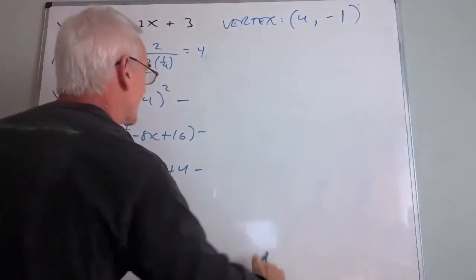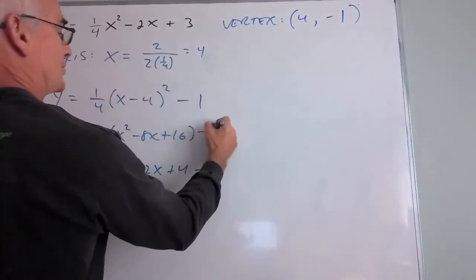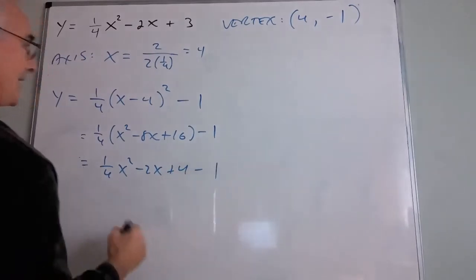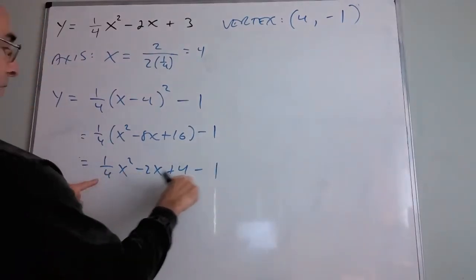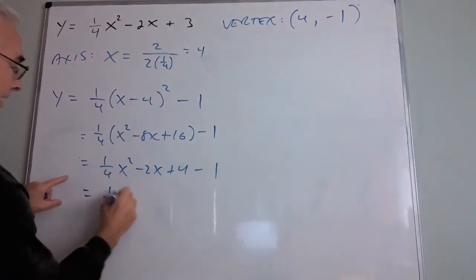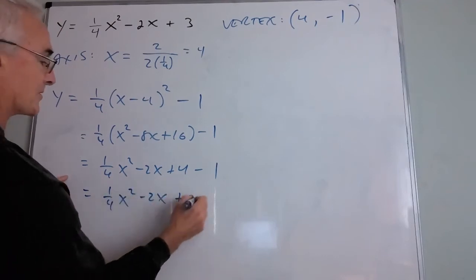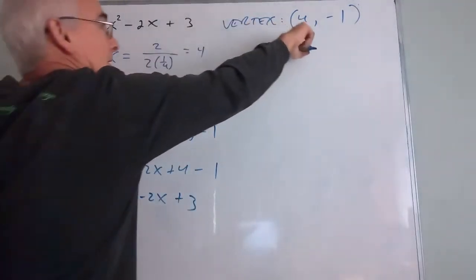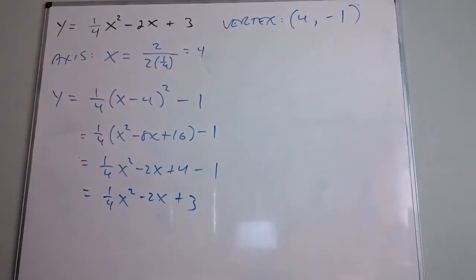Again, I don't check as a joke. I always check because I make mistakes. Now let's try that. 1/4 plus 4 minus 1, that's 1/4 x squared minus 2x plus 3. And now we're back to the original. So there's the vertex. I messed up the first time.